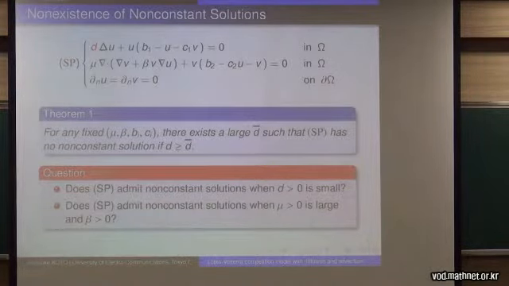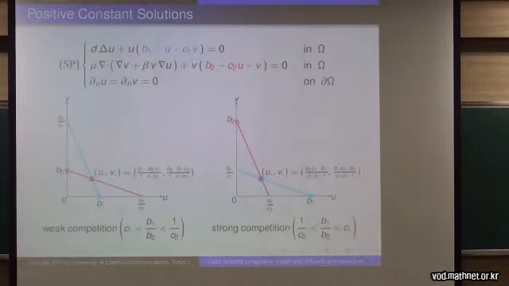Before giving such answers, I should remark on the positive constant solutions. All the possible constant solutions are easily obtained by solving these two algebraic equations. SP has a positive constant solution if and only if the ratio B2 over B2 is between C1 and 1 over C2. The first case, when C1 is less than 1 over C2, is called weak competition.